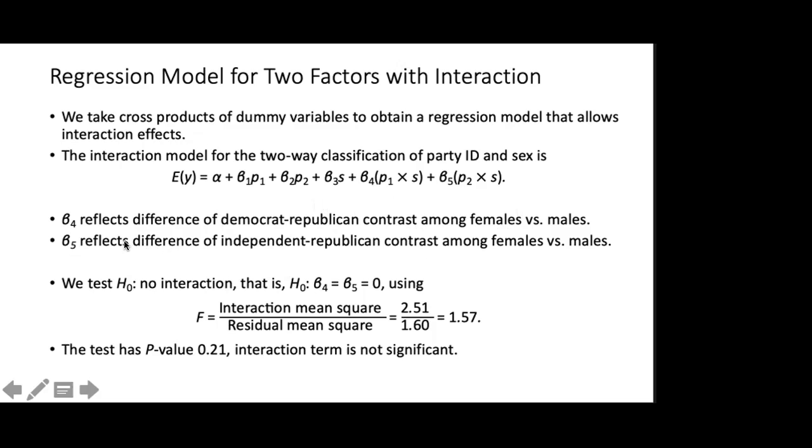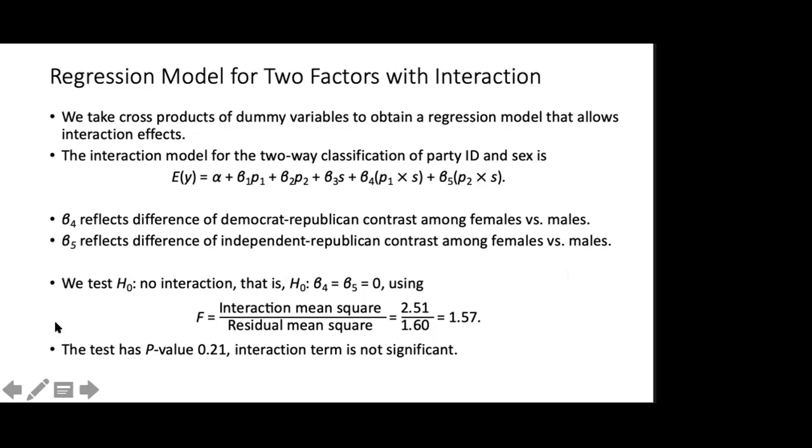And beta 5 reflects the difference of independent versus Republican among females versus males. So it means that contrast, right? It's a difference in political ideology in our dependent variable, a difference between independent and Republican. Is that difference different for males versus females?